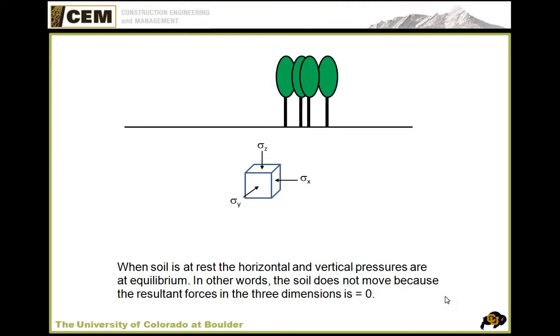Let's take a unit of soil that is somewhere below the surface of the ground. At this point, anywhere underneath the ground, as long as we have no excavation and no strange forces going on, everything's at equilibrium. And we know that it's in equilibrium because there's no motion, there's no rotation. So we know the sum of our forces, the sum of the moments, and the sum of the stresses are all equal to 0.